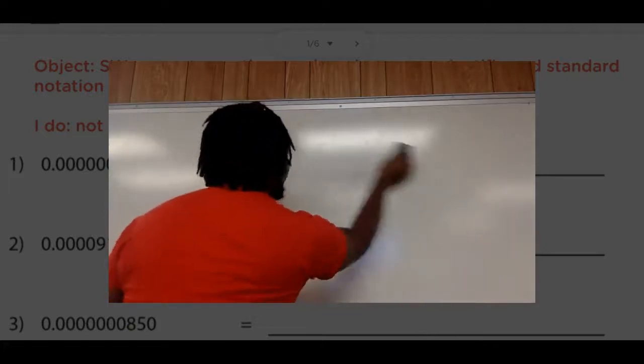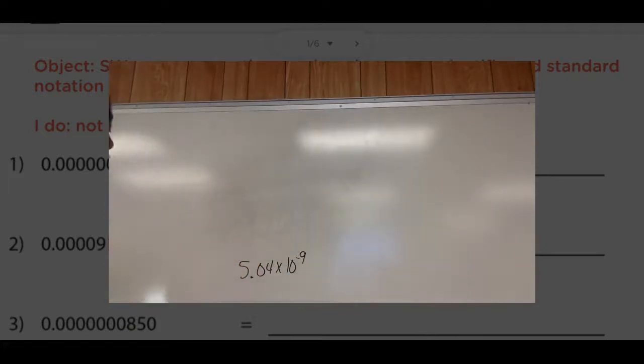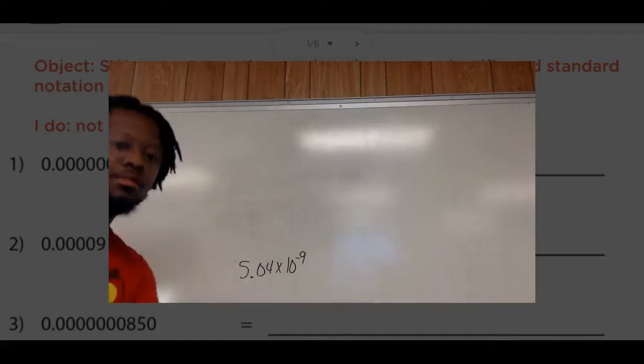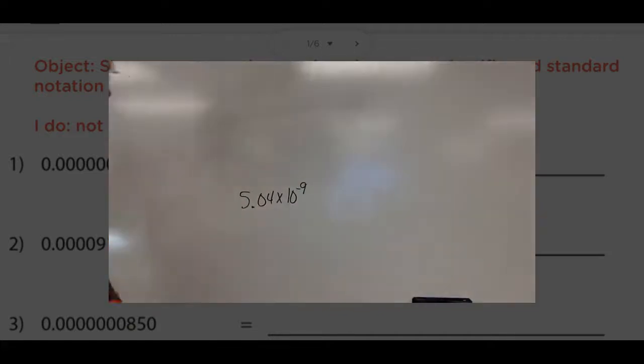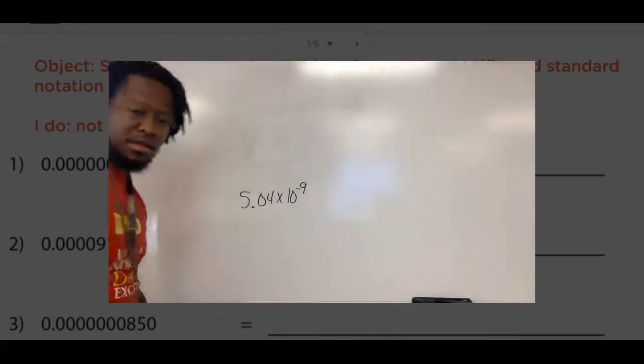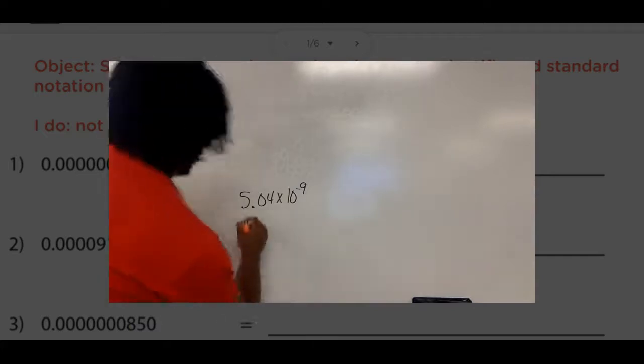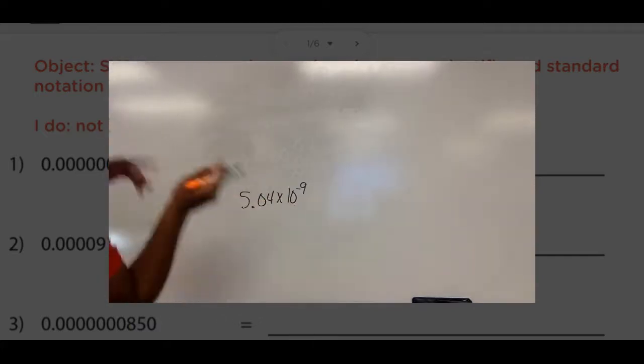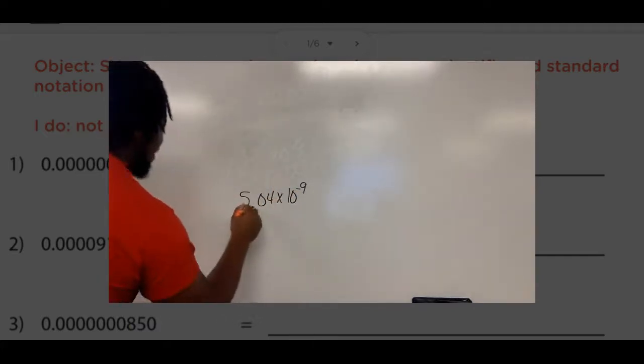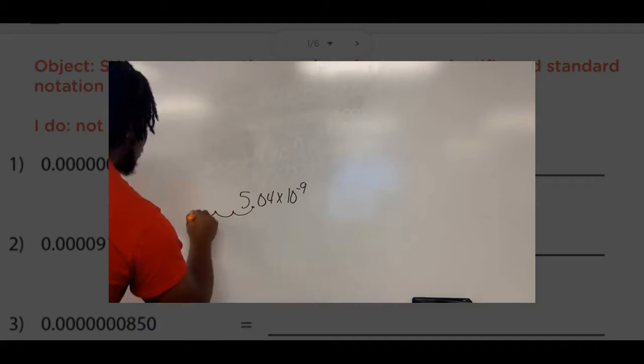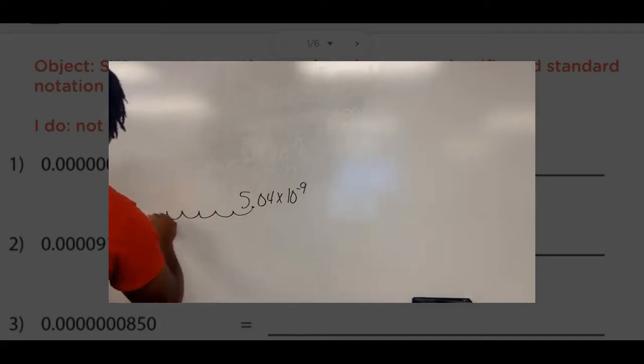Here we go now. So let's move this down just a little bit. Got that? See that? Here we go. So we're moving to the left 9 times. 1, 2, 3, 4, 5, 6, 7, 8, 9.